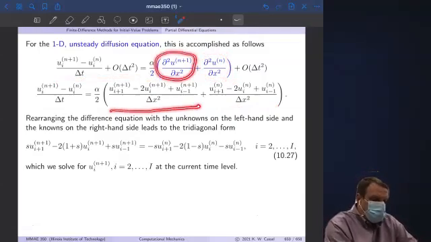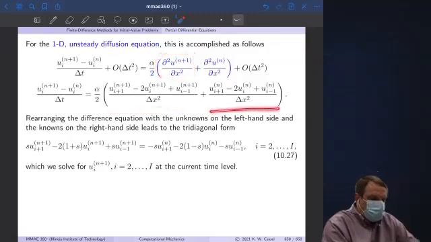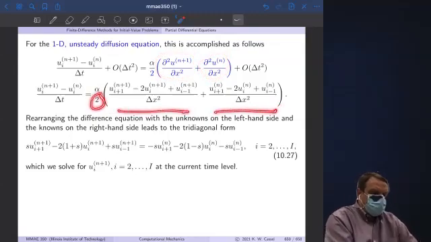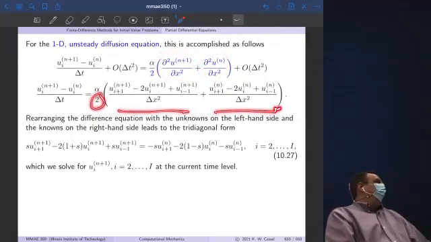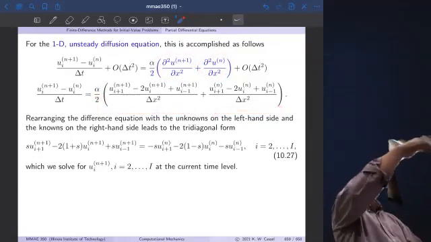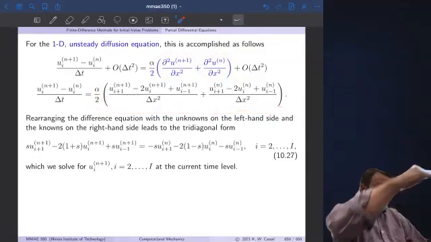That's this term. And then I also have U_(i+1)^n minus 2 U_i^n plus U_(i-1)^n over delta x squared. That's this term. And then 1/2, I'm taking the average of those two estimates of the second derivative to give me the approximation at the mid time level.